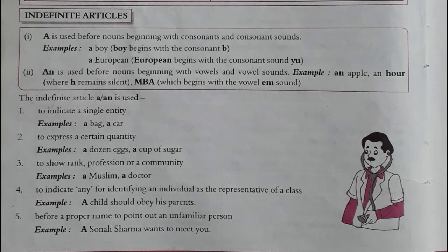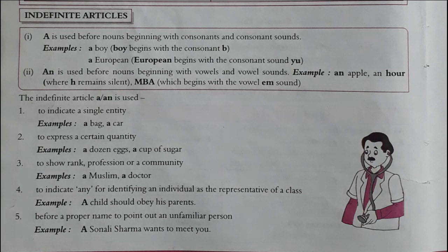A is used before nouns beginning with consonants and consonant sounds. So the first line is very important. You have learned this in the lower grades, but you should keep remembering this all the time you keep learning about articles. So either the word has the first letter a consonant, or alternatively a consonant sound. Maybe the first letter is not a consonant but it has a consonant sound. How? Let us see this example.